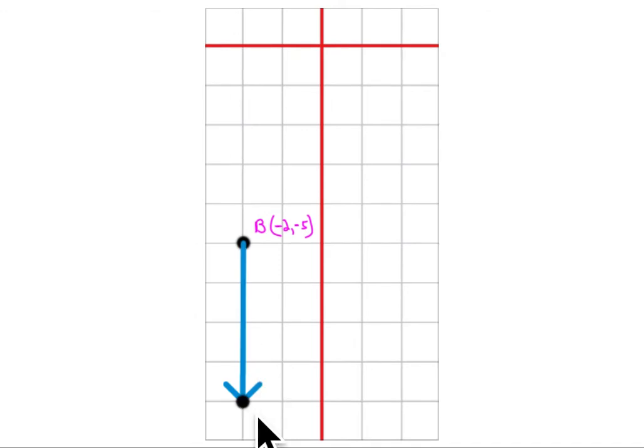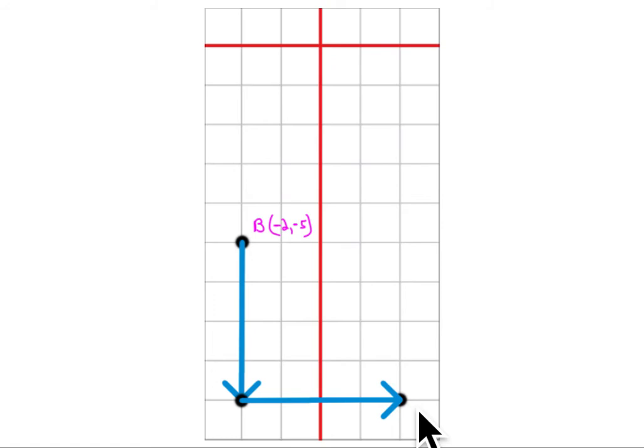And then it says a reflection across the y-axis. This is the y-axis. So you're going to reflect this point across the y-axis. It means you're going to move in a perpendicular direction to the line of reflection, and it's the same number of units on the other side of that line of reflection. So this is 2 units, so it's perpendicular or 90 degrees. So it's another 2 units, so it's going to go to that point right there.